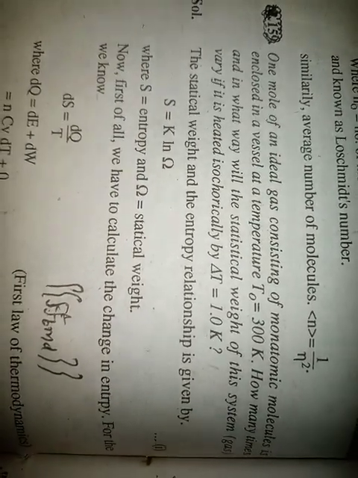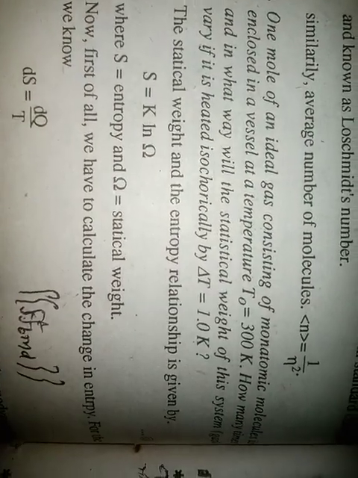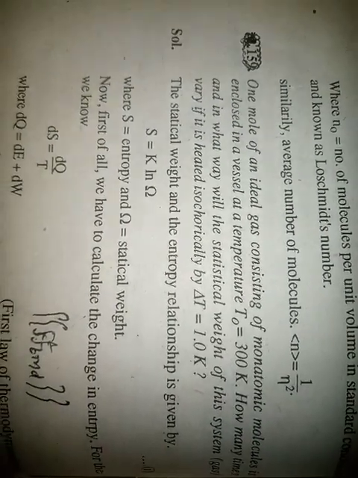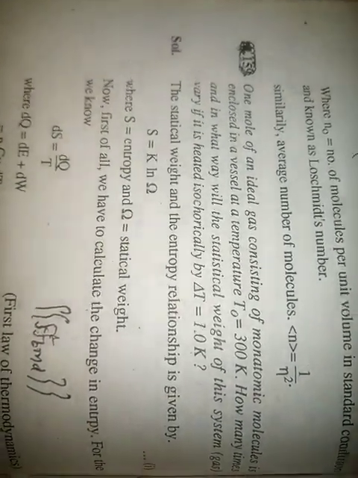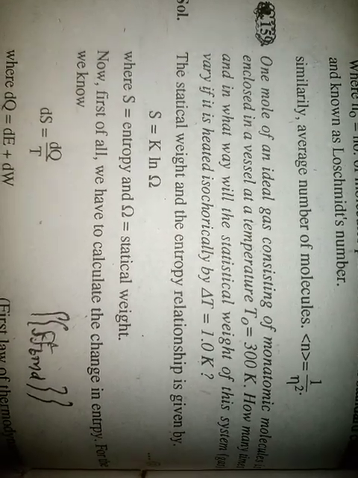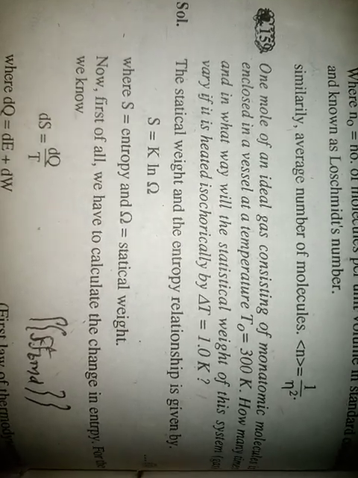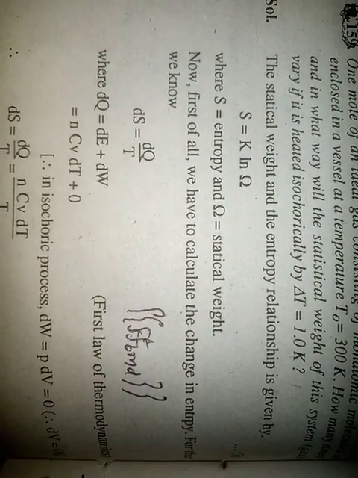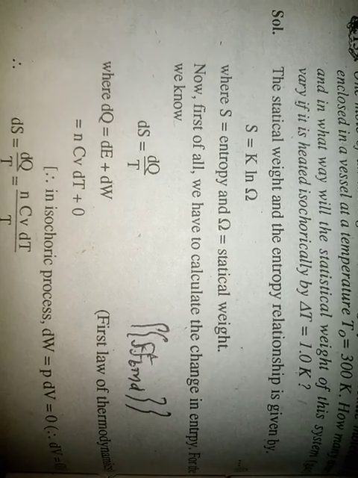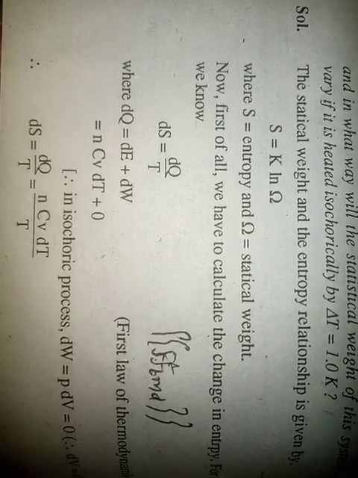1 mole of an ideal gas consisting of monoatomic molecules is enclosed in a vessel at temperature T0 equals 300 Kelvin. How many times and in what way will the statistical weight of this system vary if it is heated isochorically by delta T equals 1 Kelvin? The statistical weight and entropy relationship is given by S equals k log omega, where S is entropy and omega is statistical weight.